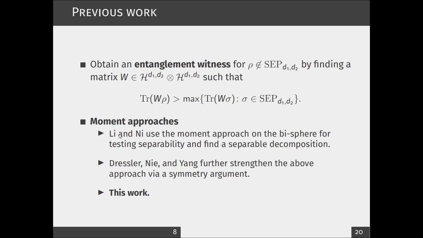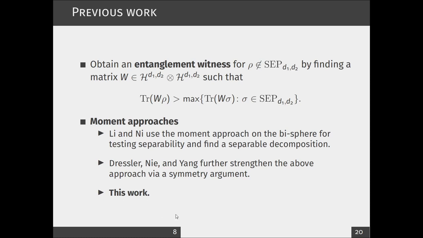Under this topic, Li and Ni use the moment approach on the bisphere for testing separability, and they also managed to recover separable decompositions. Dressler, Nie, and Yang further strengthened the above approach by a symmetry argument, where they can prove that one can scale the first complex variable to be real, hence reducing the problem size, or the number of variables required to encode the problem as a POP.